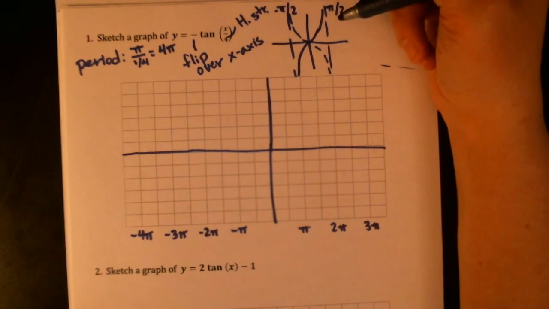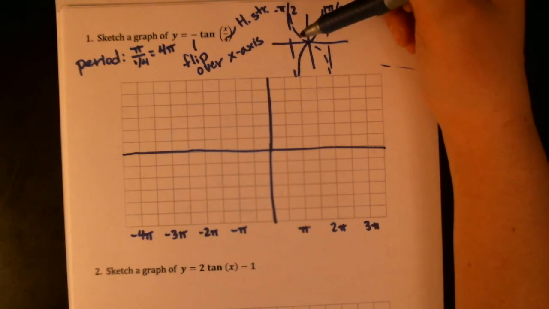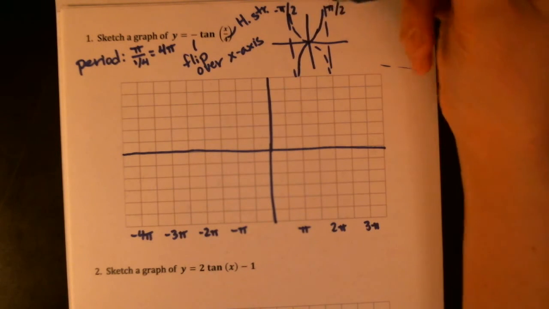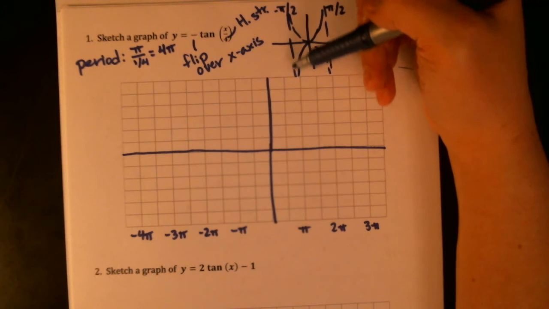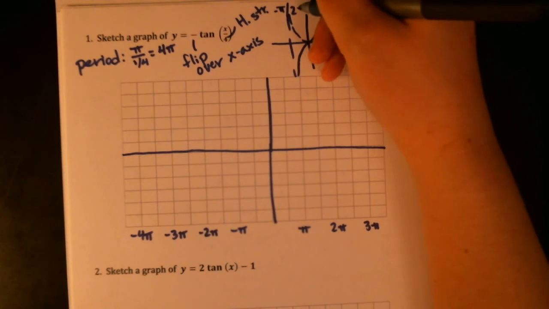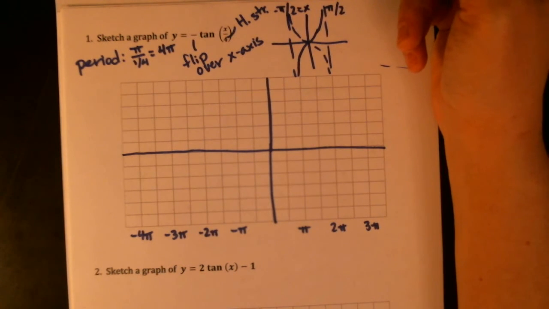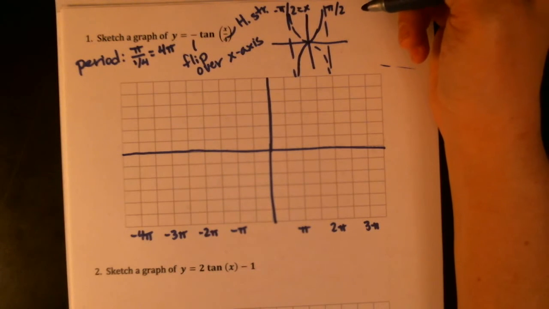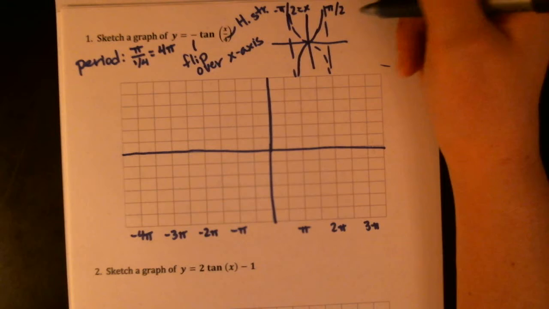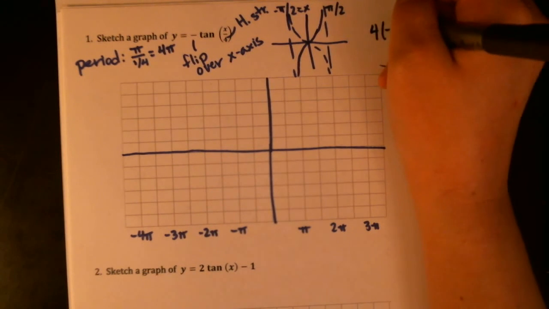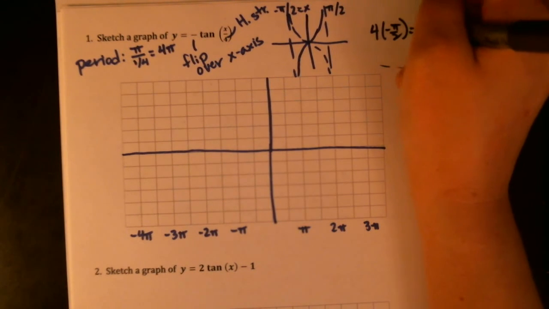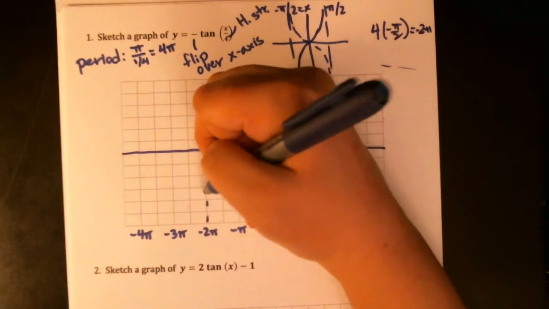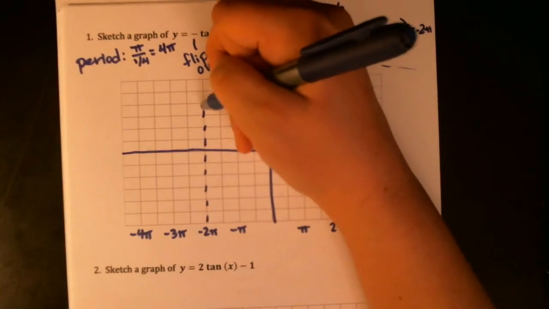So when we do this horizontal stretch, it's fairly easy to figure out what happens to our asymptotes. If I have an asymptote at x equals negative pi over 2, when I do the horizontal stretch, that's going to get multiplied by 4. So 4 times negative pi over 2 is going to be negative 2 pi. So at negative 2 pi, I'll have a vertical asymptote.